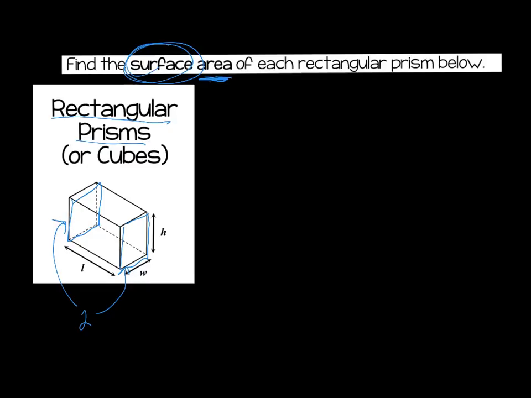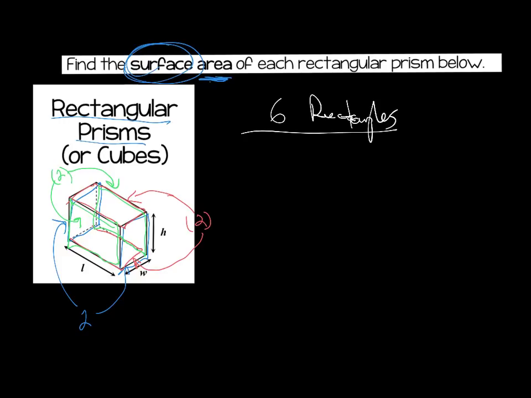So there's two of those. Then it looks to me like there is a top and a bottom, right? So there's a bottom and a top to this thing, and there's two of those. And then there's sort of a front face and a back face. So there and there. And there's two of those. And these are all rectangles, right? They're all rectangles. So really there's 6 rectangles. And we're just going to find the area of all 6, and we're going to add them together.